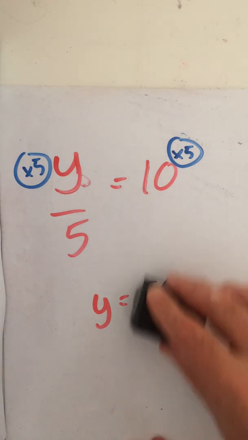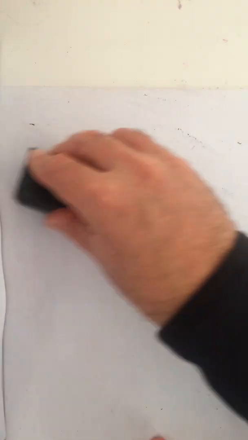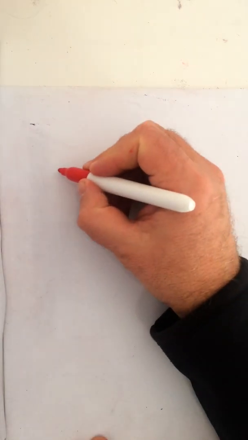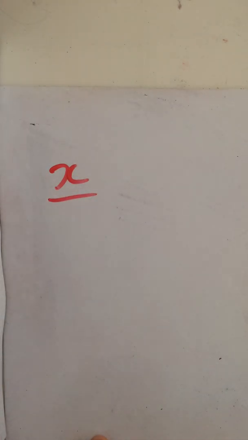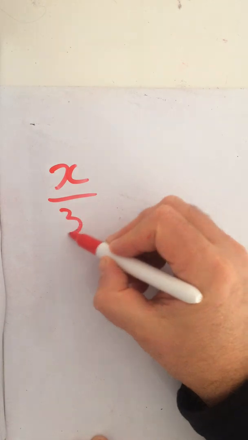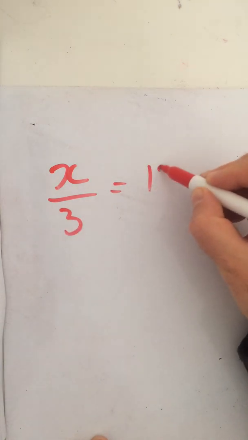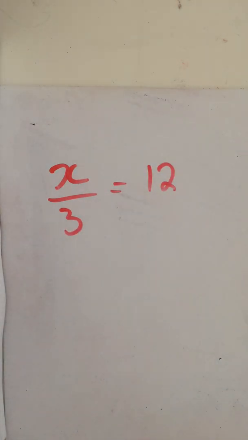I'll just show you one more example of those. Let's have a look at this one. x divided by 3 is equal to 12. So I have to find the value of x.